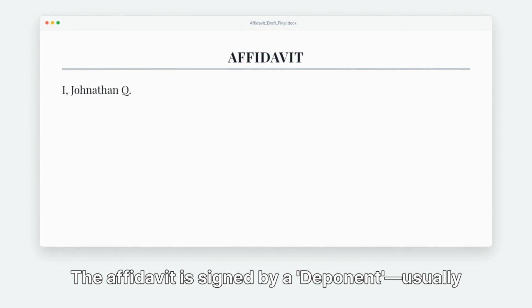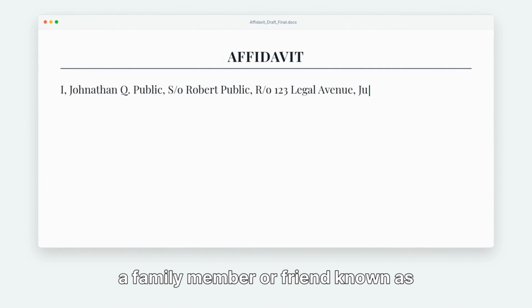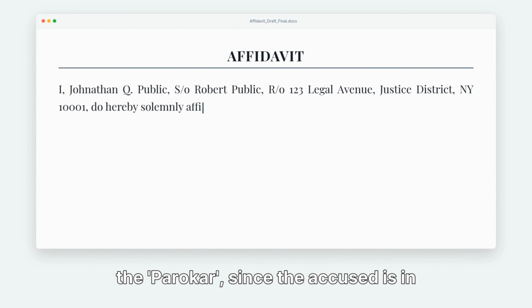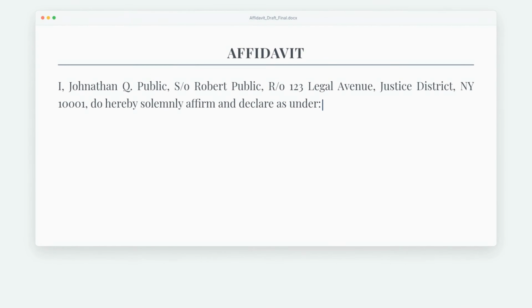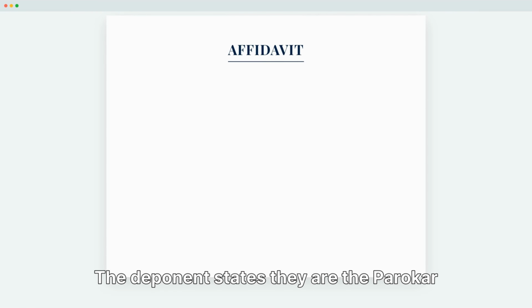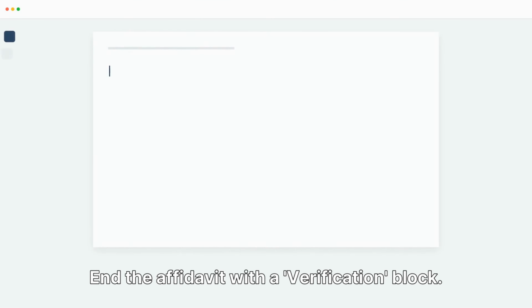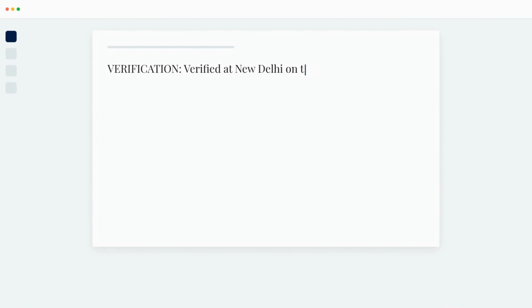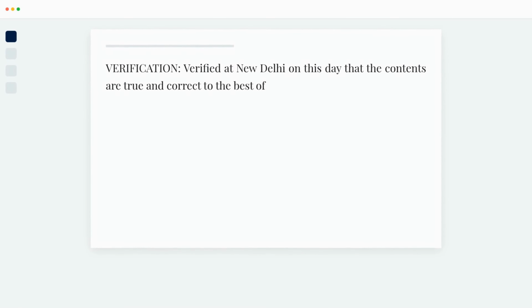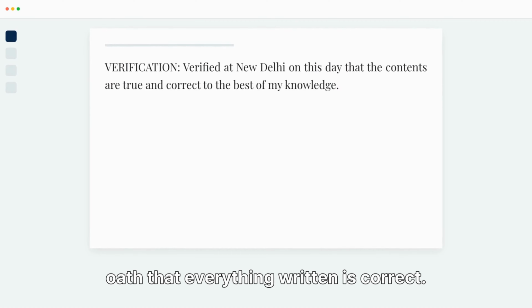A bail application is incomplete without a supporting affidavit. This is a sworn statement, confirming the facts in the application are true. The affidavit is signed by a deponent, usually a family member or friend known as the parokar, since the accused is in custody. The deponent states they are the parokar and that they are well versed with the facts of the case. End the affidavit with a verification block. This is where the deponent confirms under oath that everything written is correct.